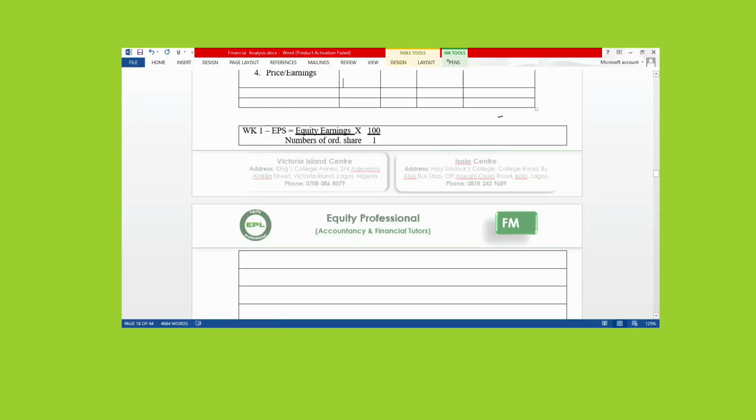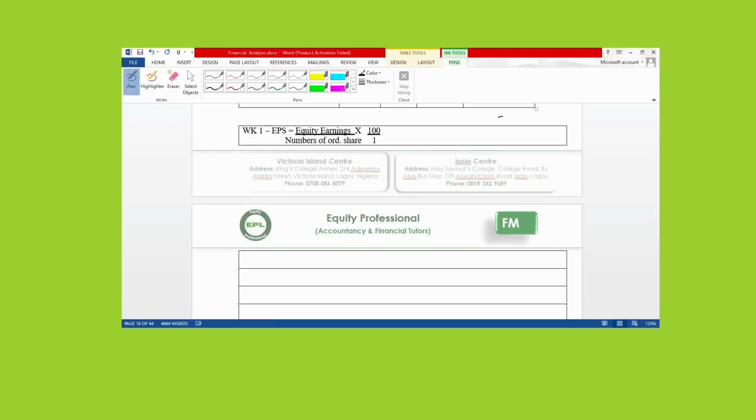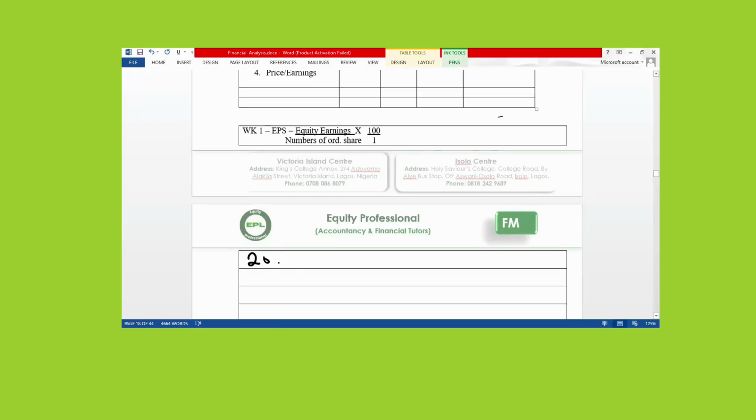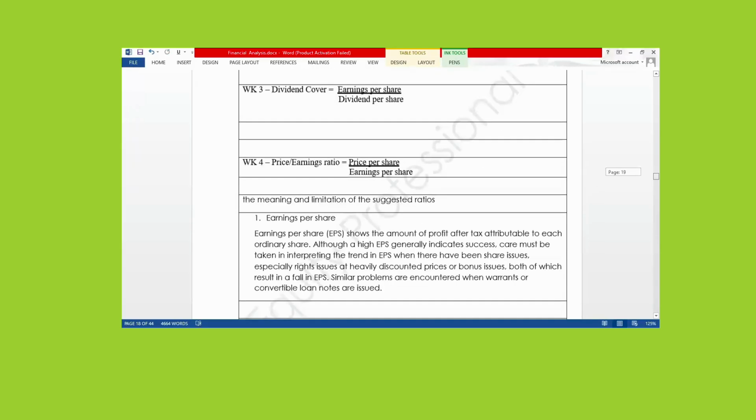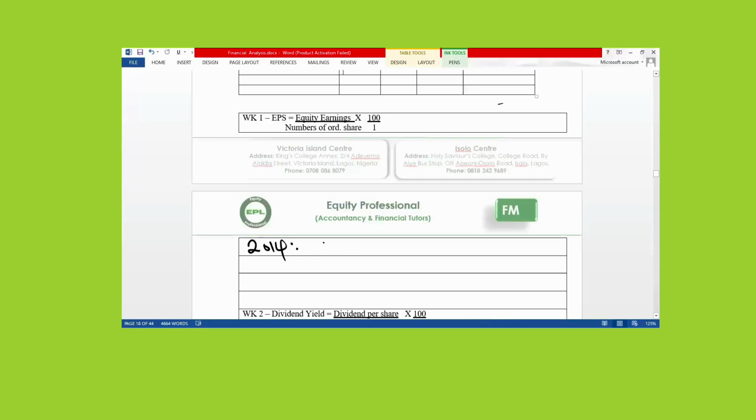Now let's go to this business. Year 2014. Equity earnings, how much? 200 million. Number of ordinary shares, 2,000 million. Please divide. 200 million divided by 2,000 million, multiply by 100. That's 10 kobo.